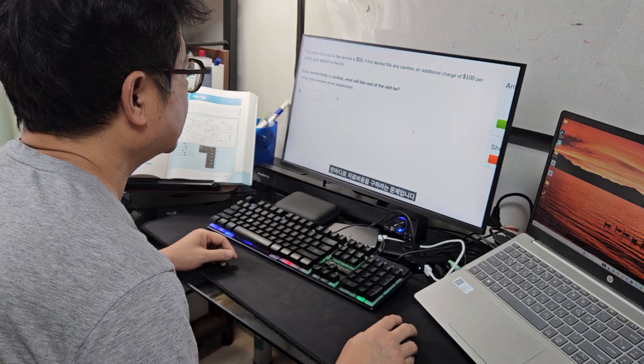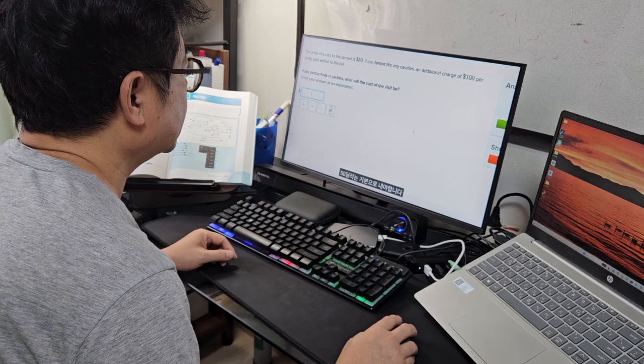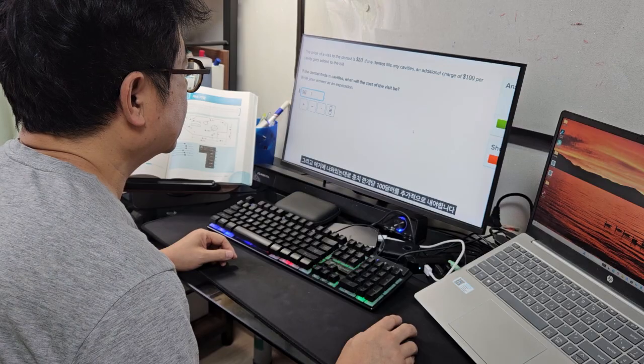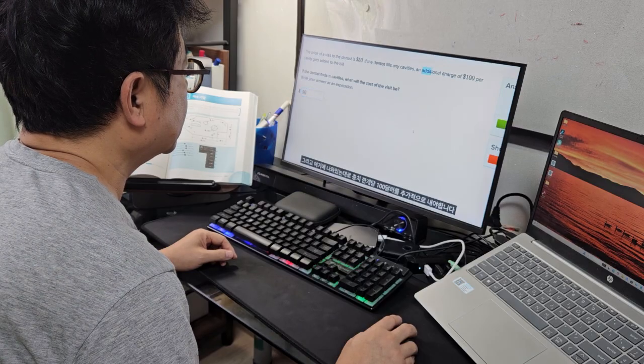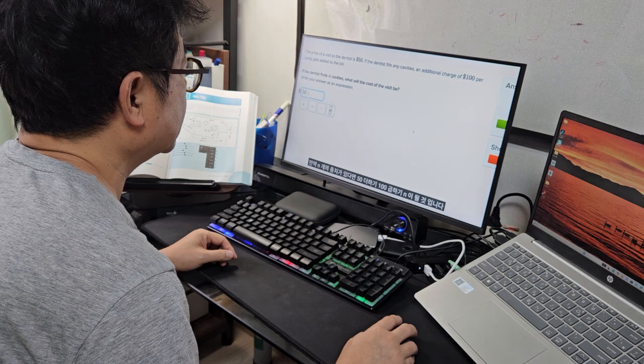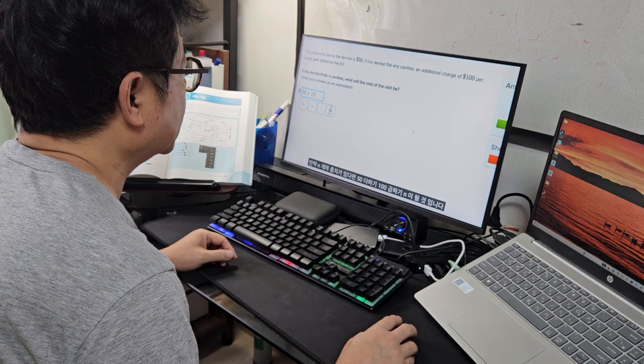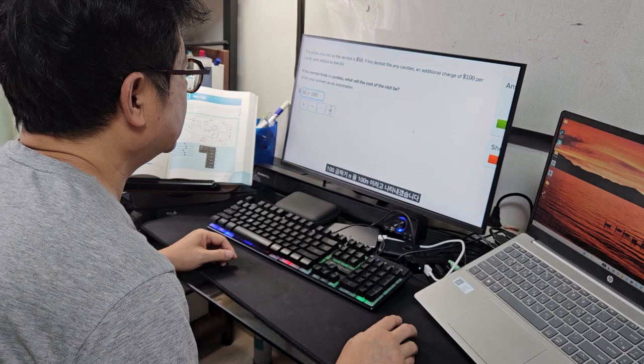All right, so we're talking about the cost of the visit. So you're going to spend $50 no matter what. And then you're going to get an additional charge of $100 per cavity. It tells us an additional charge of $100 per cavity. So let's see, if you have n cavities, it's going to be $100 times n. I can just write this as 100n.